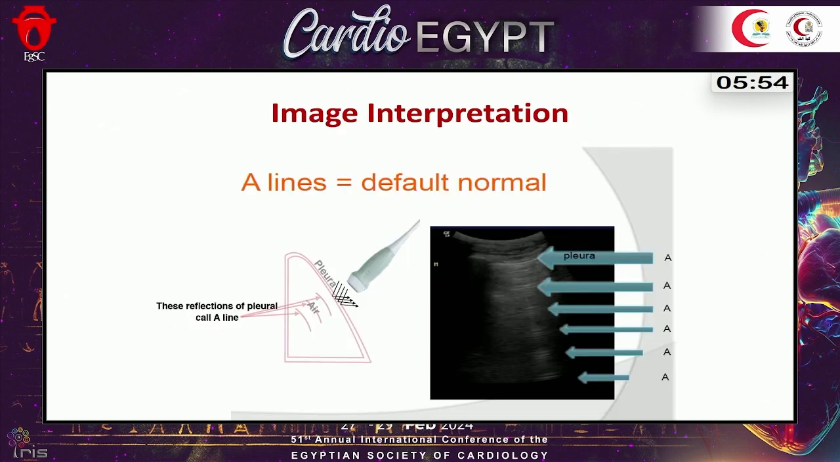So how do we interpret the image? This is the normal default image where we see what is called the A lines. Air usually does not transmit the ultrasound waves. So what we actually see is the reflections of the pleural line, which are horizontal lines. These are called the A lines, a sort of reverberation. So when we see these lines, this is the normal lung tissue. If we don't see this at all, then we could suspect that there is some sort of pneumothorax.